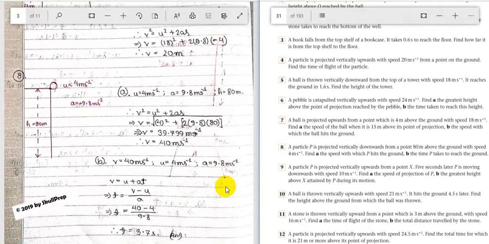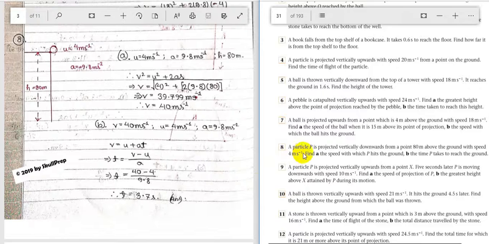Moving to question number 8. A particle P is projected vertically downwards from a point 80 meters above the ground with speed 4 meters per second. Find A, the speed with which P hits the ground. Part B, the time P takes to reach the ground. So it wants you to find the speed with which it hits the ground, that is its final velocity, and the time it has taken to cover the whole 80 meter distance.